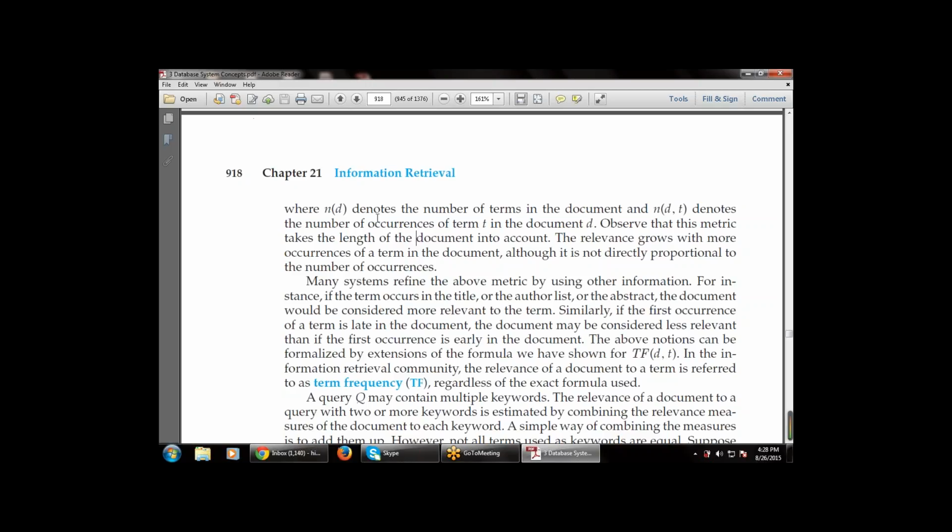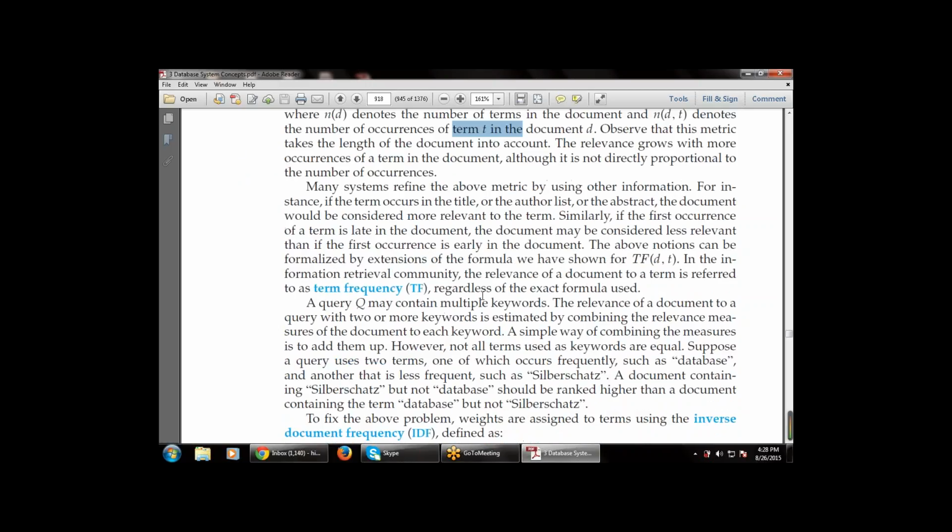So D denotes the document, and T denotes the term T in the document. A query Q may contain multiple keywords, and the relevance of the document to a query with one or more keywords is estimated by combining the relevance measures of the document to each keyword, which are added up across the various documents.